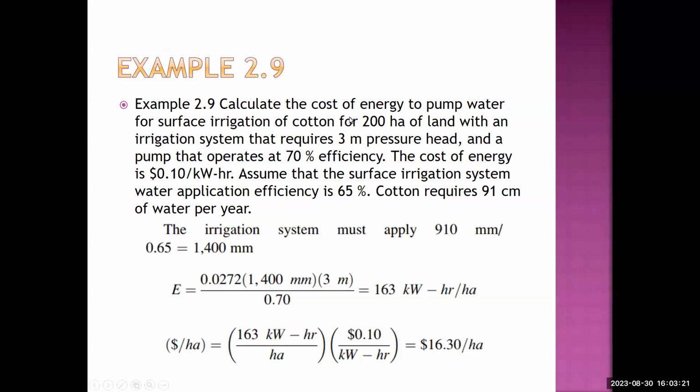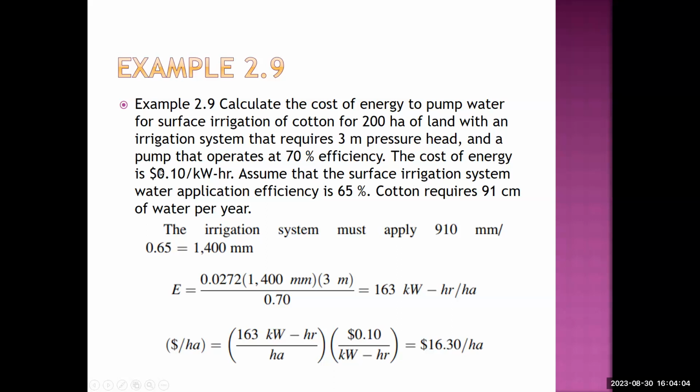Okay. So in example 2.9, we'll calculate the cost of energy to pump water for surface irrigation of cotton for 200 hectares of land with an irrigation system that requires 3 meters pressure head. So we're adding 3 meters pressure to the water, whether it's pumping up from a pond that's below the ground surface to the elevation of the ground, or we're putting in a pipe where we need 3 meters of pressure. We're adding 3 meters head to the water, and the pump operates at 70% efficiency. The cost of energy is 10 cents per kilowatt hour.